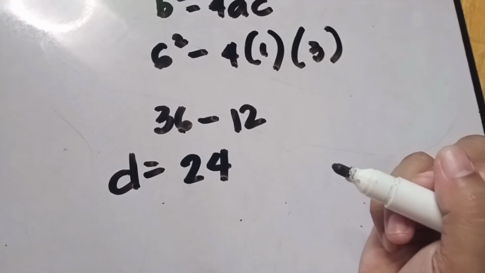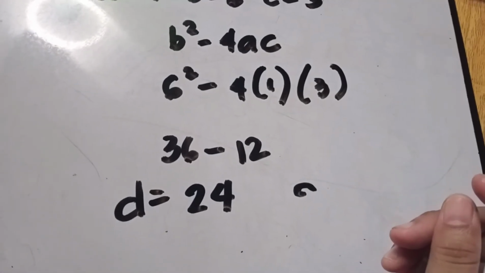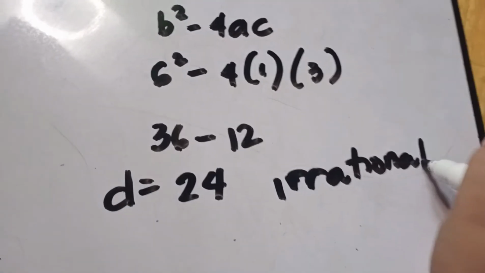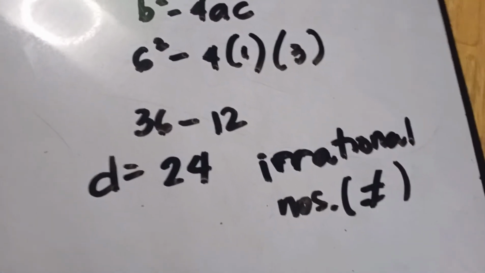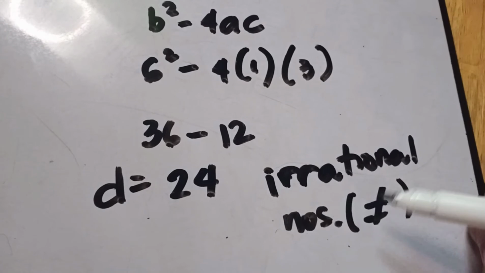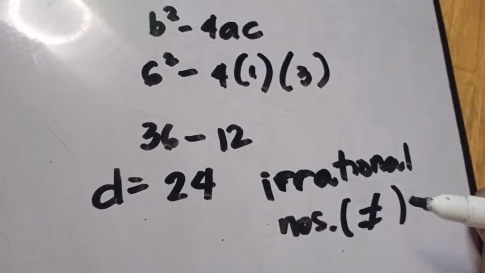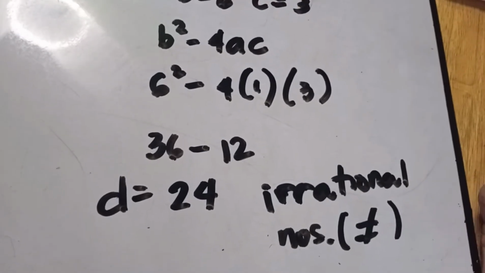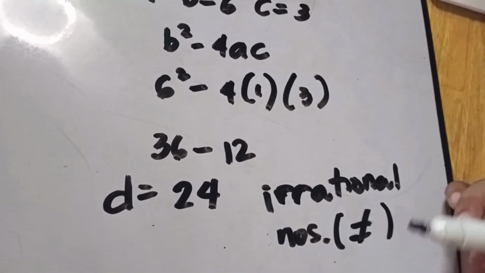Since the value of the discriminant is greater than 0, our nature of roots is irrational numbers and not equal. Remember that if your discriminant is greater than 0 and not a perfect square, the roots are irrational numbers and not equal. On the other hand, if your value is greater than 0 and a perfect square, then the nature of roots is rational numbers but not equal.